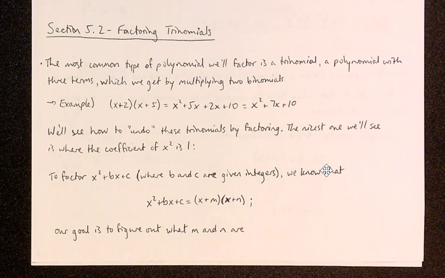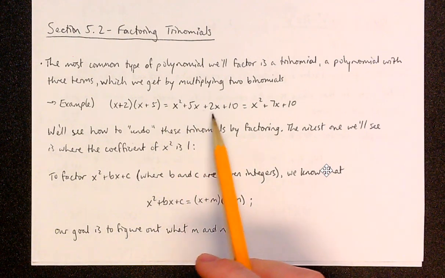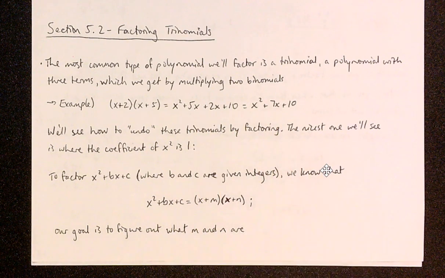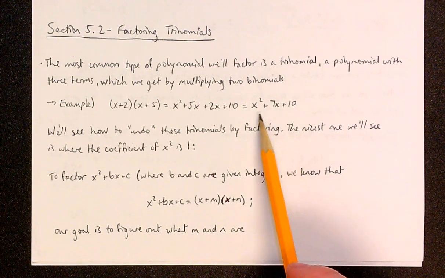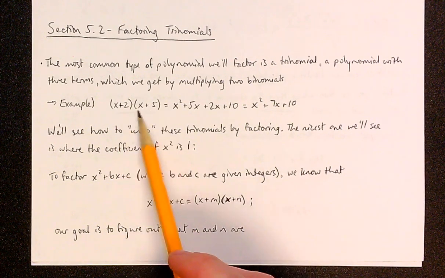So just one super quick sample just to show you what I'm talking about here. x plus 2 times x plus 5. If you multiply these polynomials, as we learned how to do in chapter 4, x squared plus 5x plus 2x plus 10, the 5x plus 2x combine to give you the 7x, and you have x squared plus 7x plus 10. So now we're going to see how we go in the opposite way. We're going to see how we start with something like this and get down to something like that.